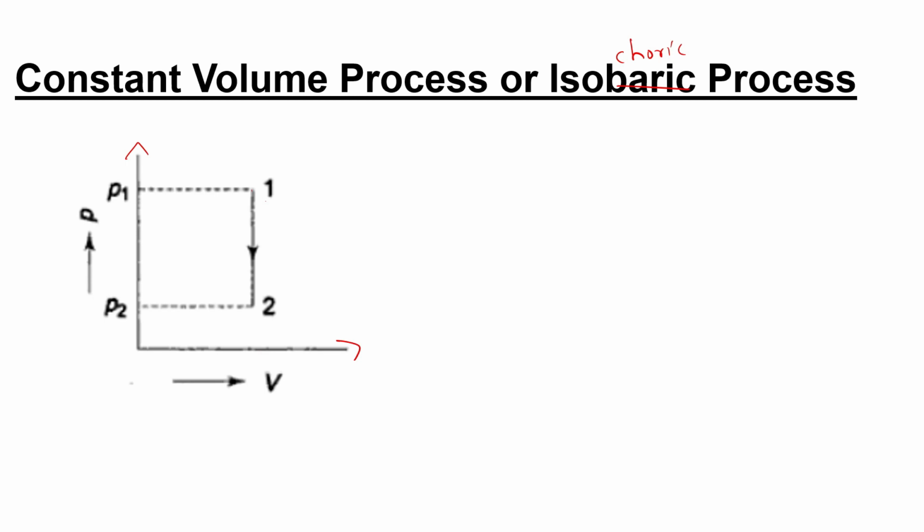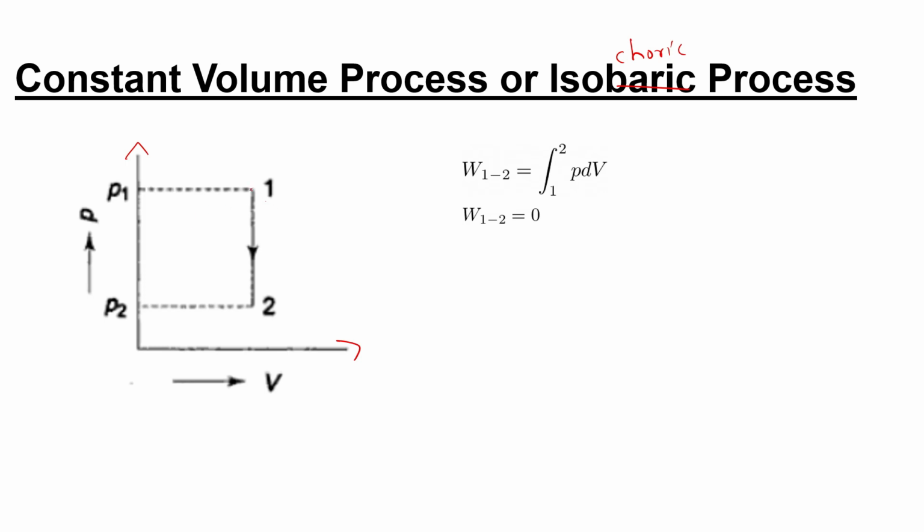So what will be work done in this process? So W12 is equal to integral PdV. This is the general expression you are going to use. So integral 1 to 2 PdV. But in here you can see that dV is 0. There is no change in volume. So W12 is actually 0. So work done in an isochoric process or a constant volume process will be 0.